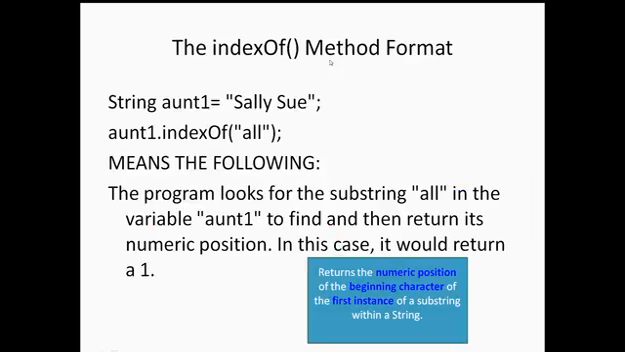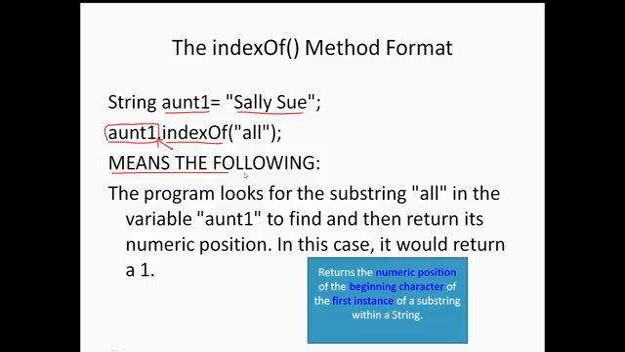Alright, so how do we write this? It's the same idea as with the length method. You put the name of the variable, and then you do the dot, and then indexOf. So it's variable.indexOf, or variable.method. So ant1 is the name of the variable. It's containing the string Sally Sue. Inside the parentheses, you need to have within quotes the substring that you want to look for. Remember, a string is a literal string, has quotes around it, and substrings the same idea.